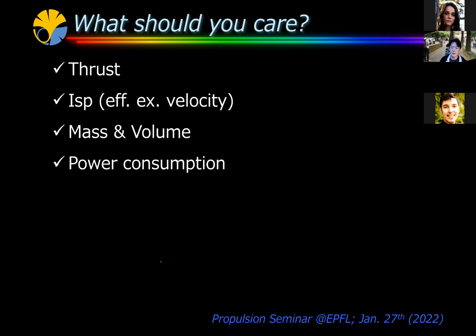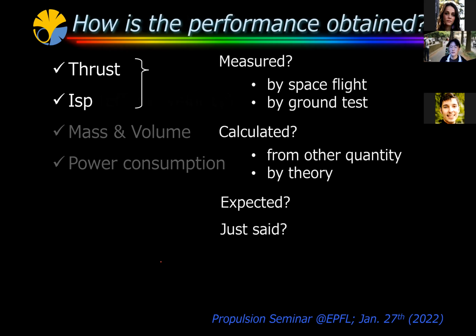So first, about thrust and ISP. These are very basic parameters. And basically, if you find the data sheet of a propulsion system, immediately you will find these values. But what you have to pay attention to is how they obtained these values. This is very important. Is it a measured one, or a calculated one, or an expected one, or just they said so? These are very big differences.